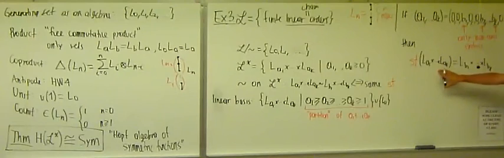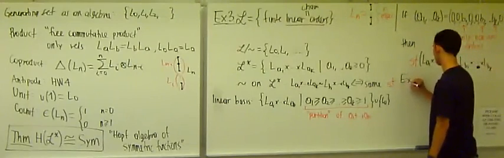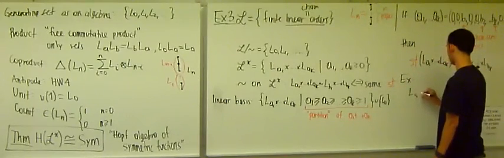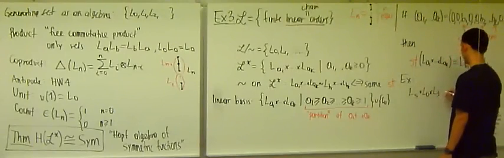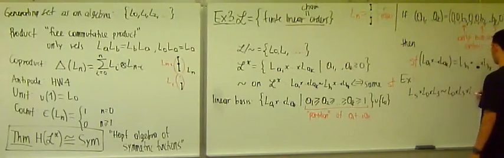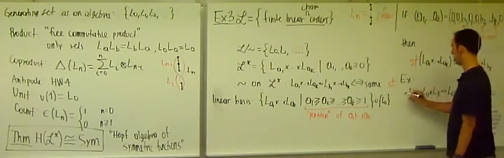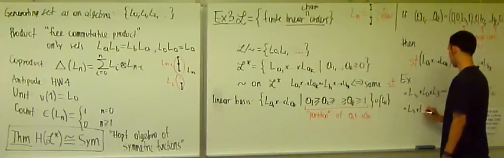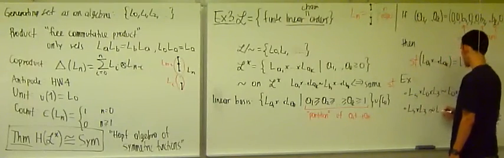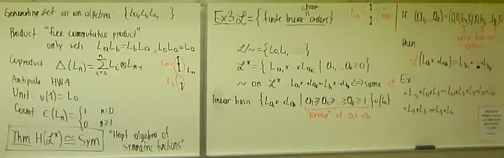I don't allow rearranging. So L2, L3 is different from L3, L2 here. Let me do some examples. L5, L0, L3 is the same thing as L0, L5, L3, L0. Right? Because if you delete the L0s, you get the same thing. But L5, L3 is not the same thing as L3, L5. Okay? So that's the difference.